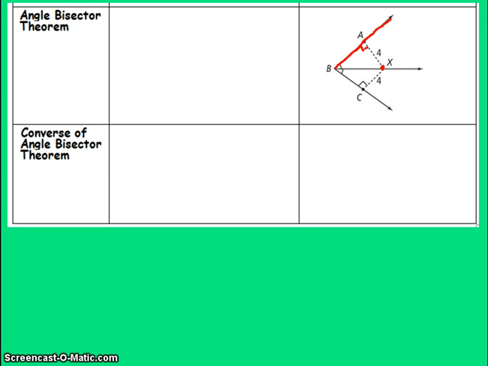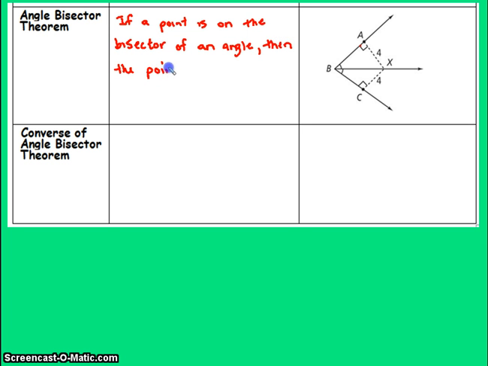So let's talk about what the angle bisector theorem states. It is if a point is on the bisector of an angle, then the point is equidistant from the sides of the angle.